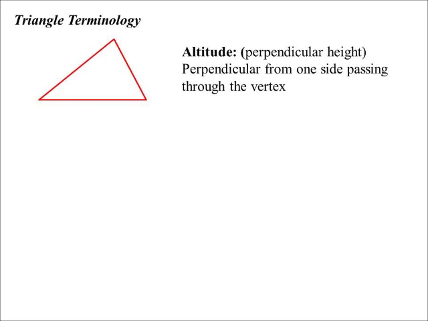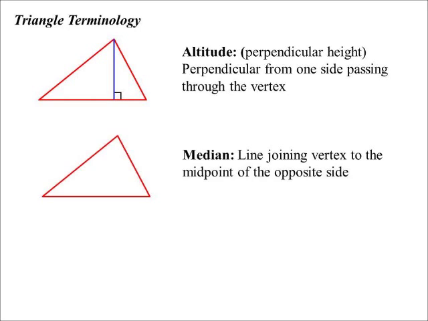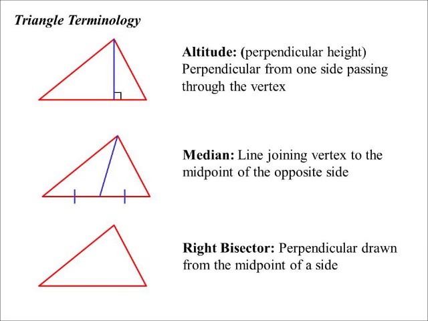All right, some triangle terminology. Altitude. It's just another name for perpendicular height. There's going to be 3 perpendicular heights in any triangle, and they will meet. Median. The median joins a vertex to the midpoint of the opposite side. Median meaning middle. Again, if you were to draw all 3, they would meet at the same point. The other one, right bisector. It's at right angles to the side, but comes from the midpoint. So that's what we call a right bisector.